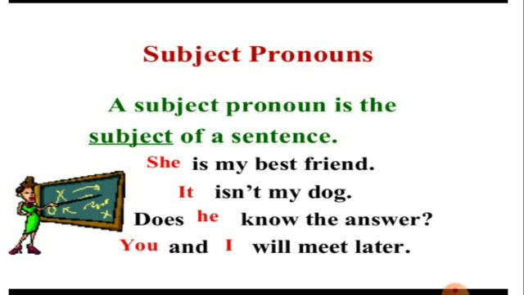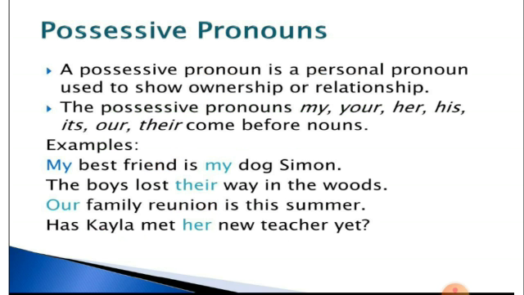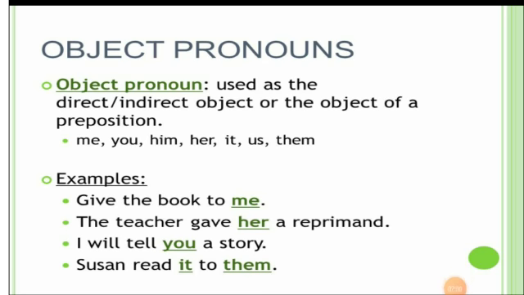Okay, next, objective pronouns. Objective pronouns are used as the direct or indirect object or the object of a preposition. Like he, him, her, it, us, them, me, you. Examples are given here. First one is: Give the book to me. He is saying to me, not he is saying to I.